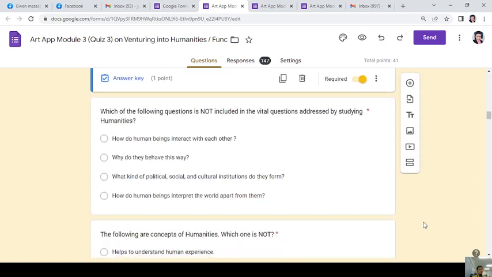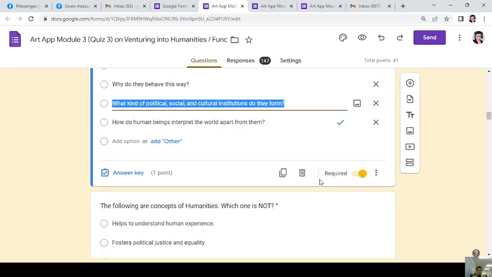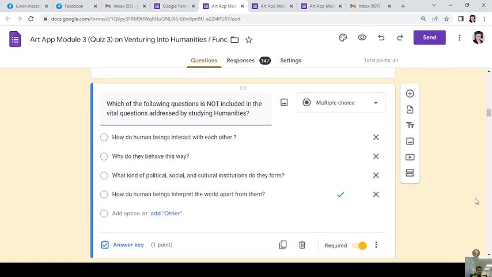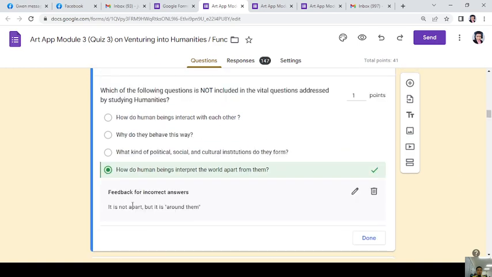Next, which of the following questions is not included in the vital questions addressed by studying humanities? It's letter D. How do human beings interpret the world apart from them? Why? Okay. It's not apart, but it is around them. So it's around them, not apart.